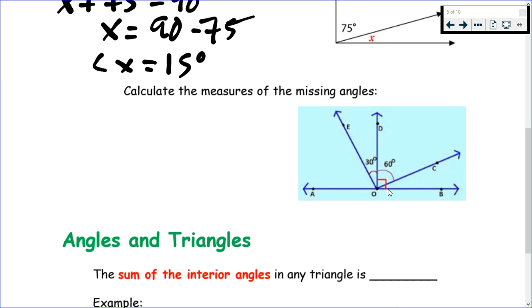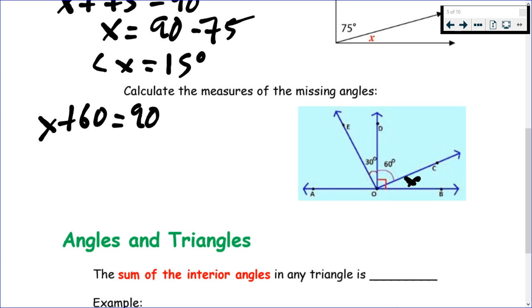So this is angle COB or angle BOC. It doesn't really matter which way you label it. For now, we're just going to call it x to make our life a little bit easier. So x plus 60 equals 90.